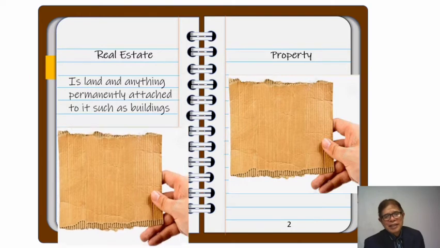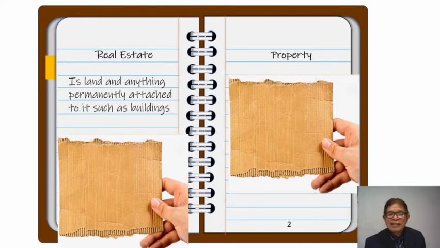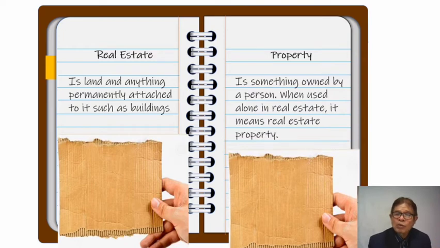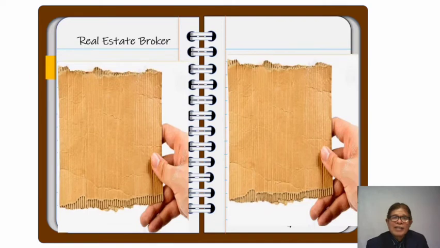What is real estate? It is land and anything permanently attached to it, such as buildings. But how does this differ with the word property? Well, property is defined as something owned by a person. When used alone in real estate, it means real estate property. What is real estate broker?